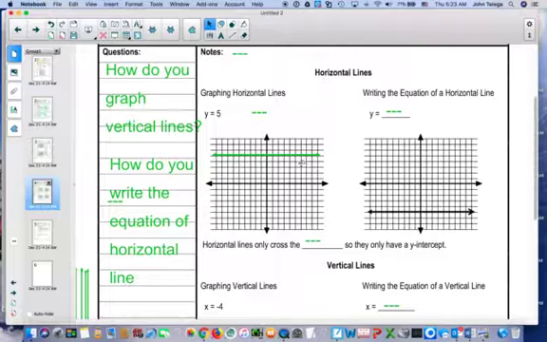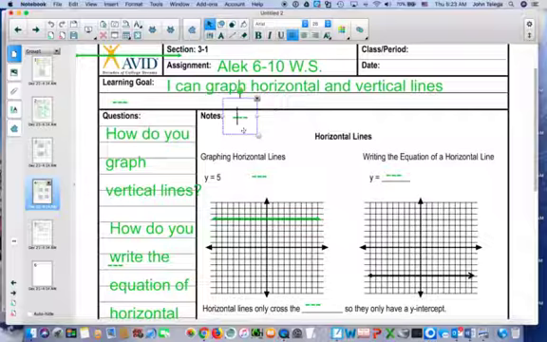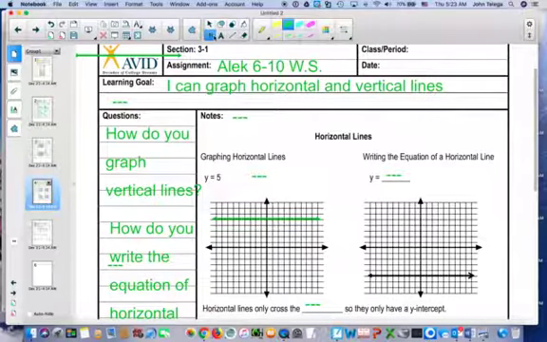So here we go. What we're going to do is look at this little piece right here. So it's y equals 5, right? So that is an intercept. And what we're going to do is draw a line across all the points that would intercept that.